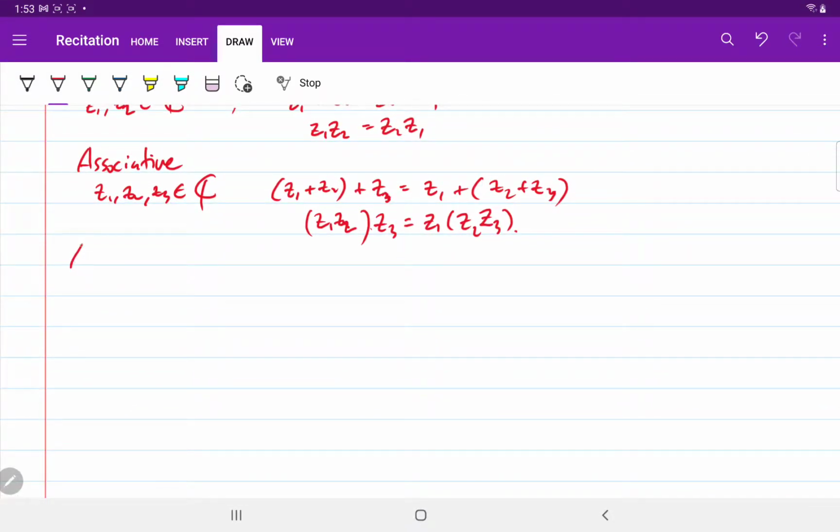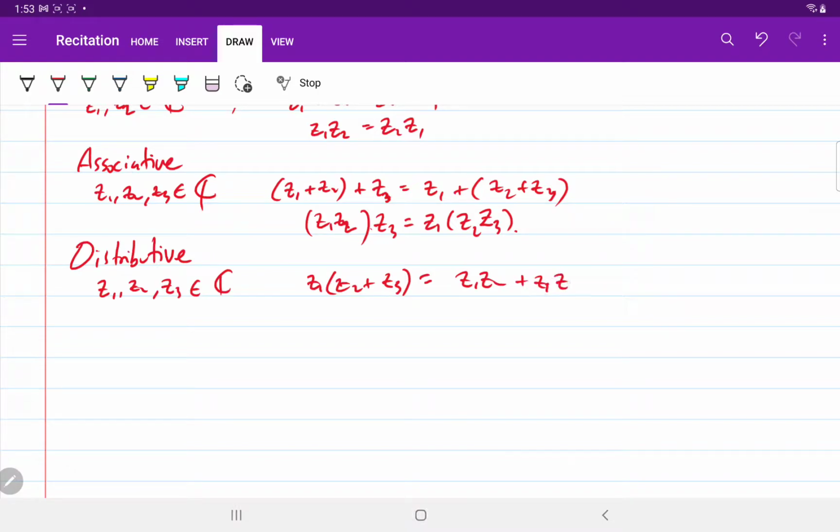The third one is distributive. Again, z1, z2, z3 are complex numbers, so z1 multiplied by z2 plus z3 gives z1 z2 plus z1 z3.